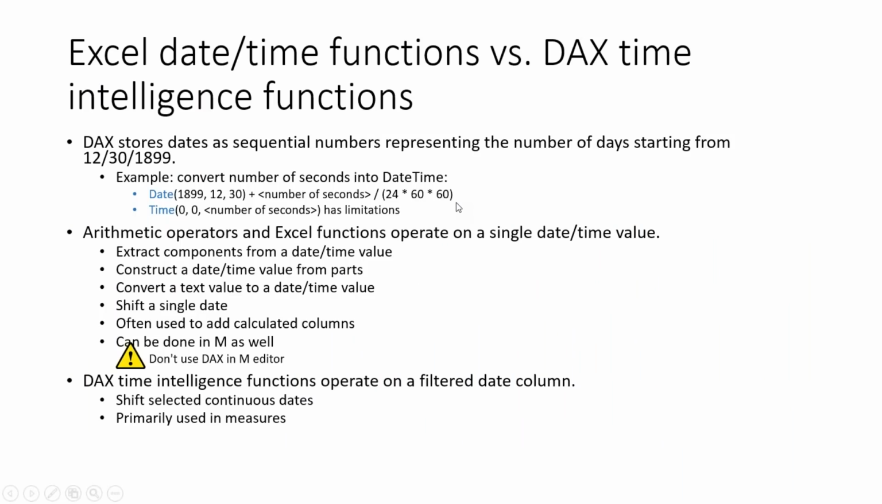So first, some basic knowledge. The first one is that DAX stores all the dates as a sequential number, starting from the origin of dates, that is December 30th, 1899. Why do we pick such a weird starting date?